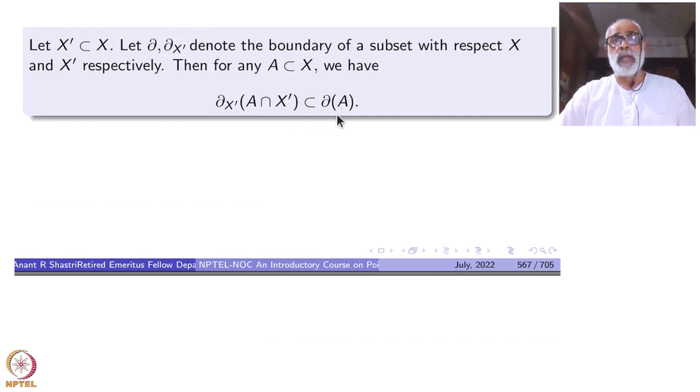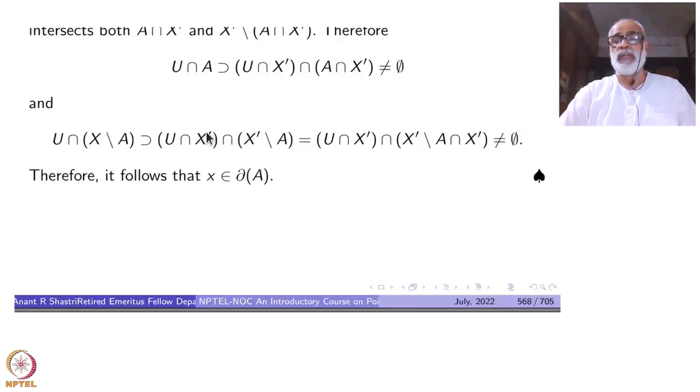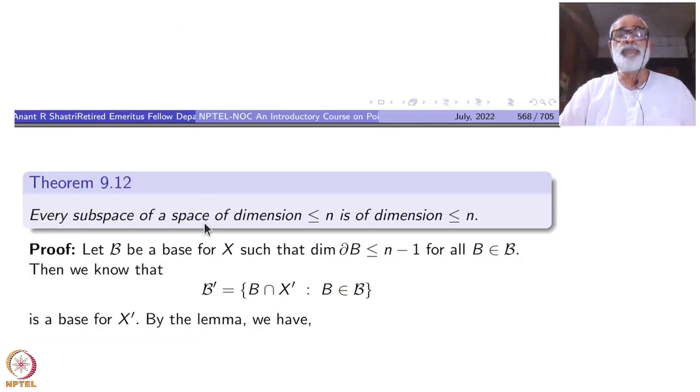In fact, equality hardly occurs unless A itself is a closed subset of X, or A intersection X prime is a closed subset of X, or X prime itself is closed, and so on. So all that we need is one way inclusion here. So we will use this one heavily now. Every subspace of a space of dimension less than or equal to n is of dimension less than or equal to n. When you take subspaces, dimension does not increase. So this is the theorem here now.